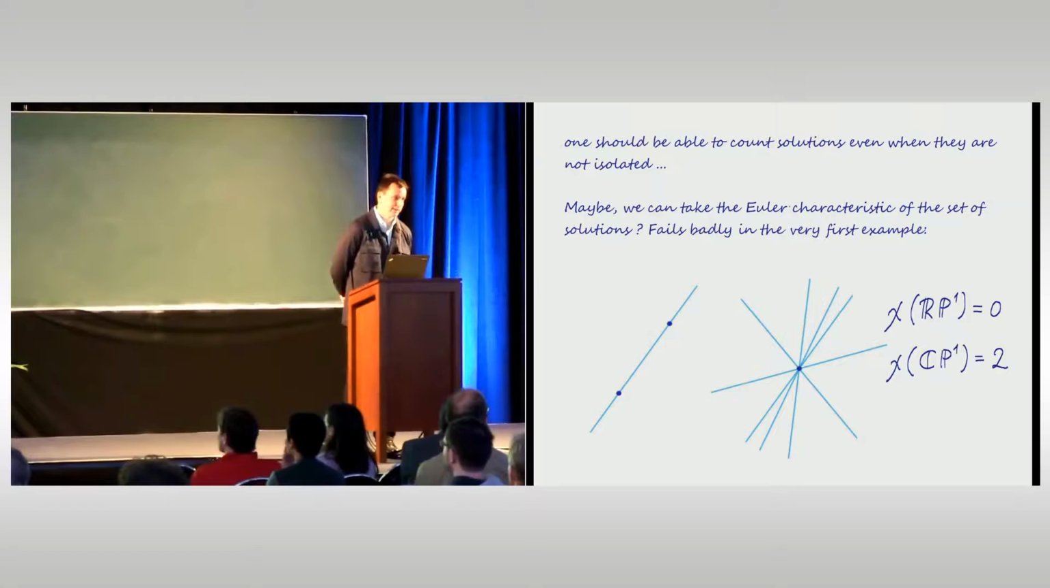But before we discuss the right answer, you think, well, maybe what I should be doing is to take these solutions and compute their Euler characteristic. That fails very badly in the very first example. So I'm just going to go through this again. If I take lines through two points, and the two points are the same, then I get P1 worth of lines going through this one point. If I work with real coefficients, the Euler characteristic of the projective line is 0. If I work with complex coefficients, the Euler characteristic of the projective line is 2. In neither case do I get the correct answer, which should be 1.